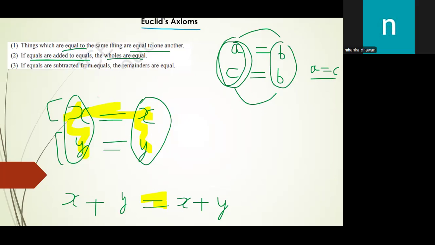Now let's look at the third axiom. The third axiom is if equals are subtracted from equals. Now here, if we subtract both of these, what will we get? X minus Y is equal to X minus Y. So it means if equals are added, then the wholes are equal. And if equals are subtracted, then the remainders are equal. Let's look at some more axioms.